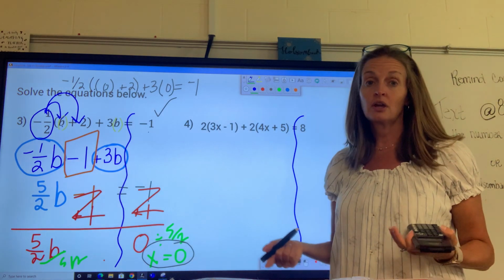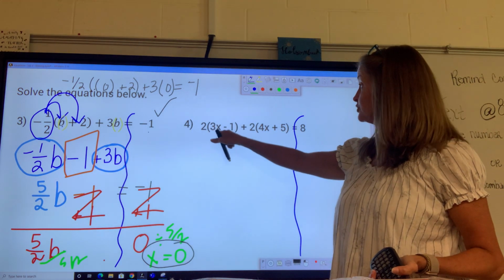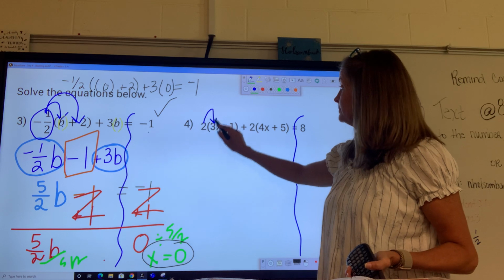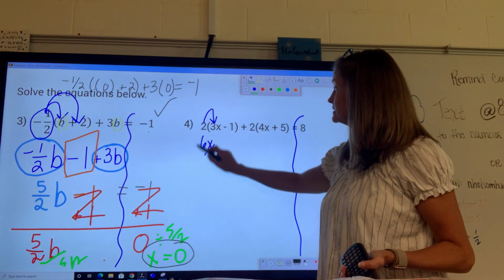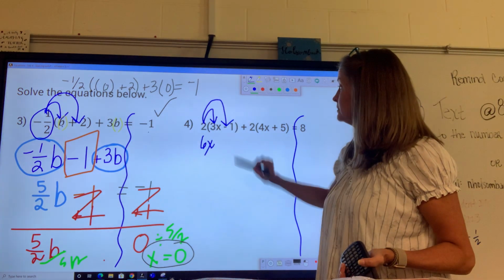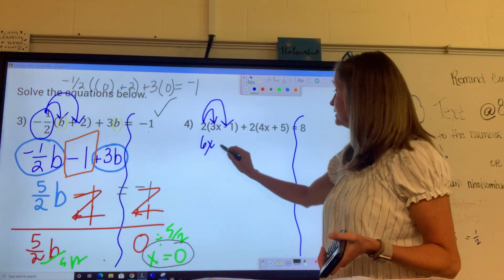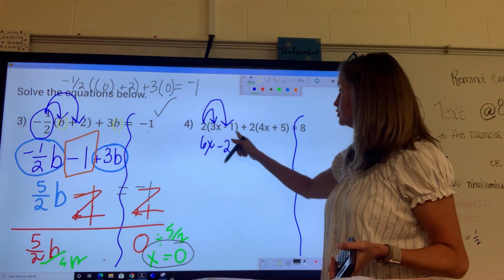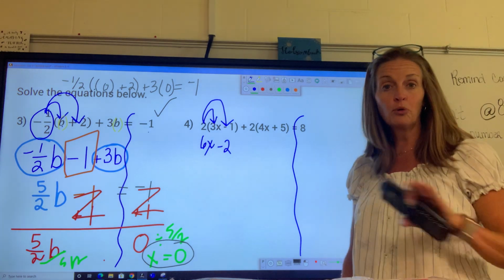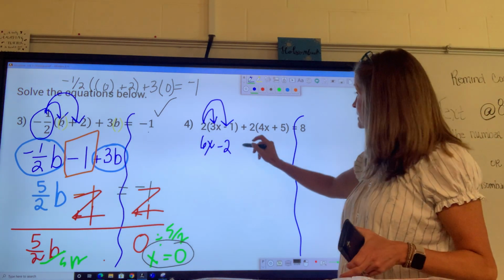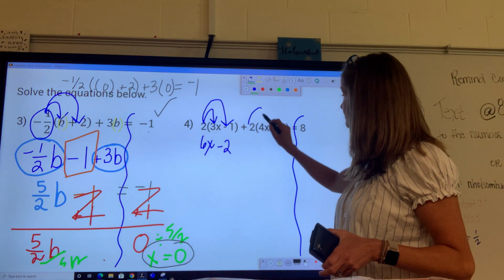Do what comes first. So these are first in your sentence, they do first. So 2 times 3, 6x. 2 times not 1, but 2 times negative 1 is negative 2. Close parentheses, I'm stopping right there. No more multiplying there. But I keep coming, and then I'm going to do this.